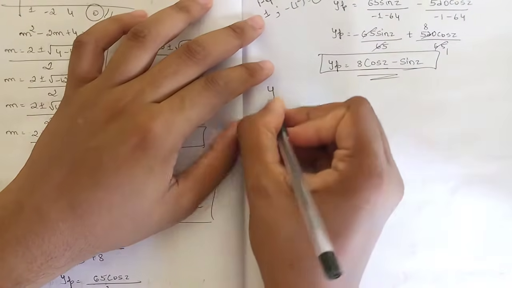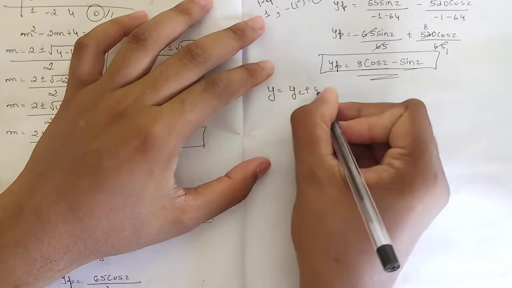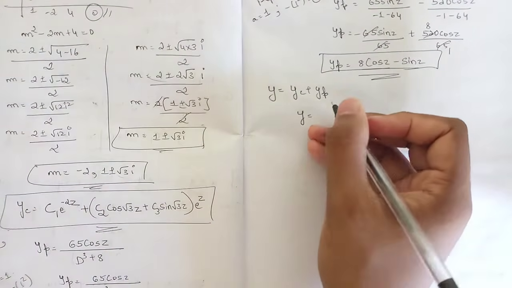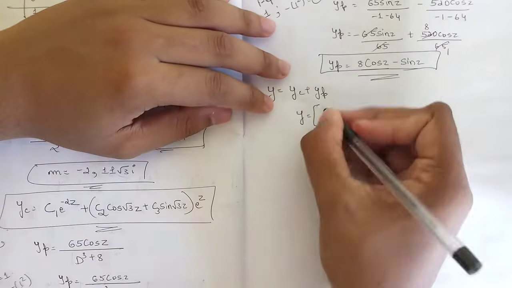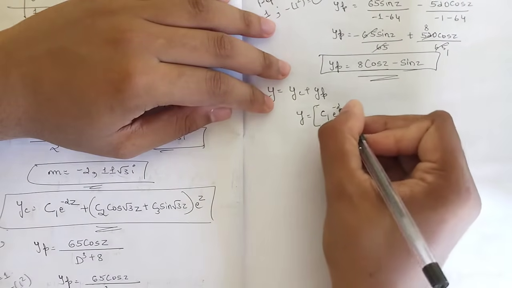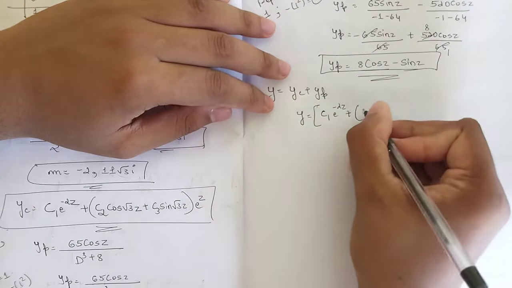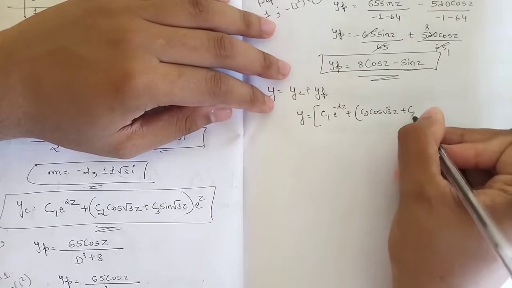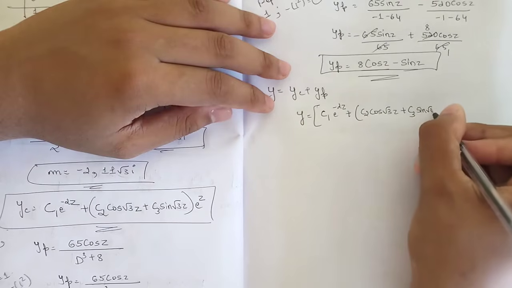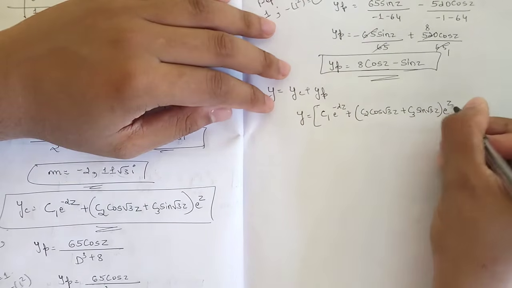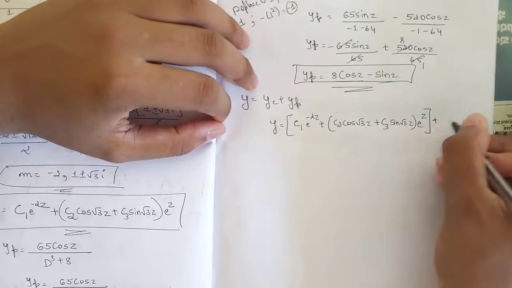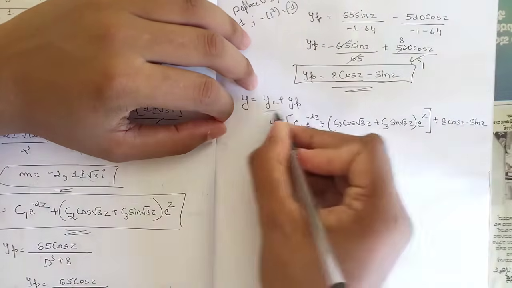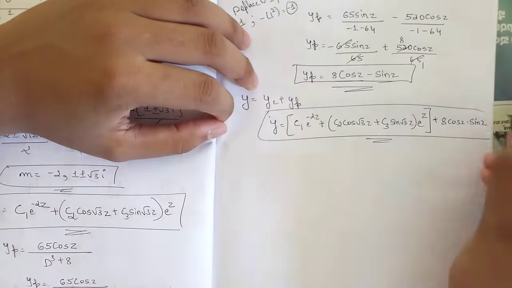So now we can write y is equal to yc plus yp, that is we get y as what we got, the complementary function c1 e to the power minus 2z plus c2 cos root 3z, c3 sin root 3z into e power z, right, plus 8 cos z minus sin z. So this is your y term.